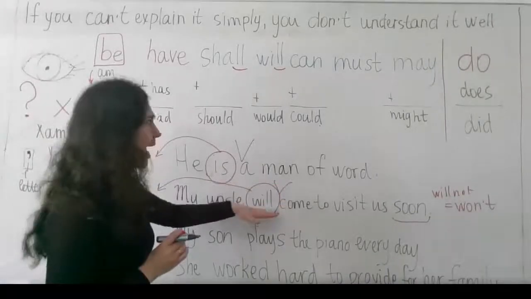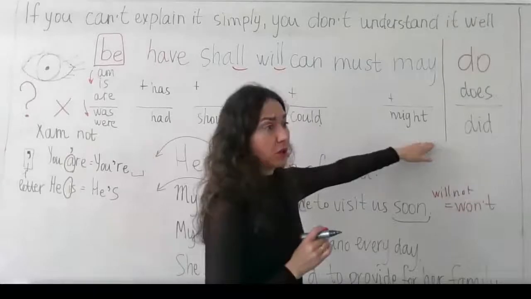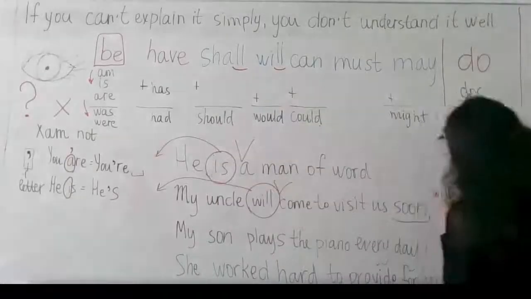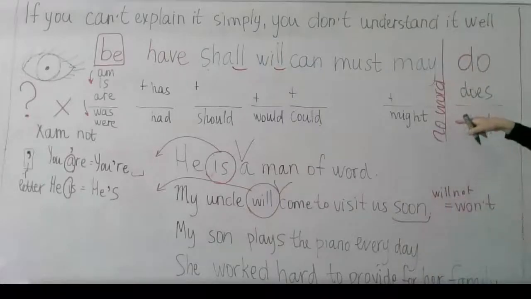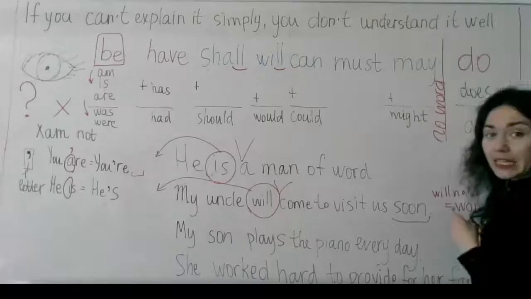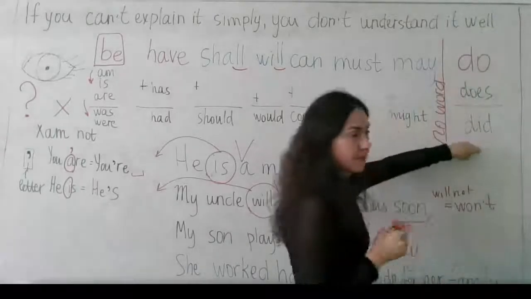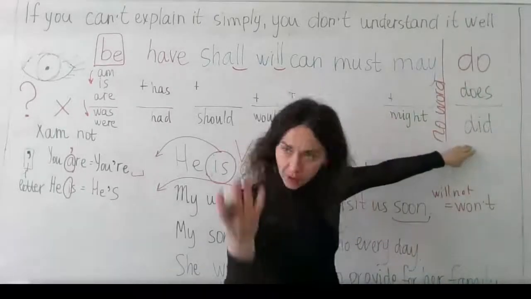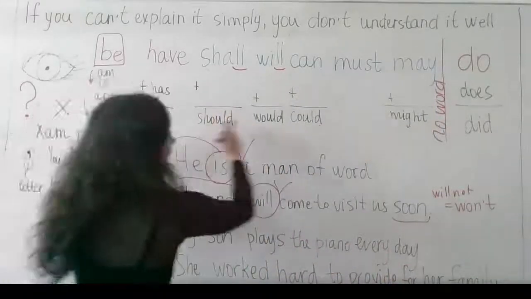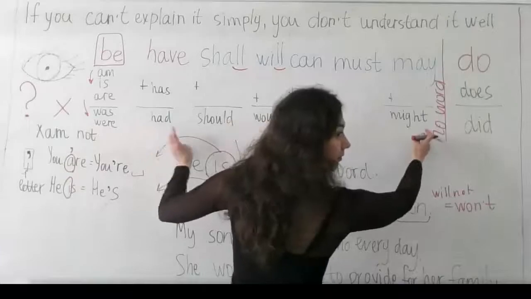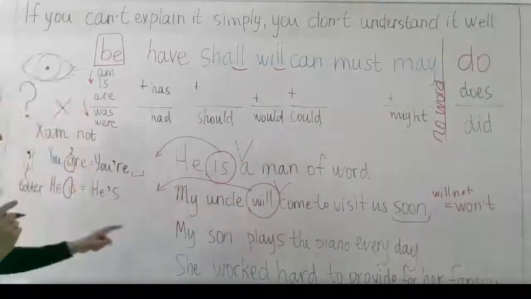Then we have some other cases. When you do not have one of these forms, what do you do? Here I write, if you do not have a word like that, no such word in a sentence, you have to use do, does, did. So these verb forms help you to ask questions and make negative sentences, only if you do not have any of these. Let's see what we have.